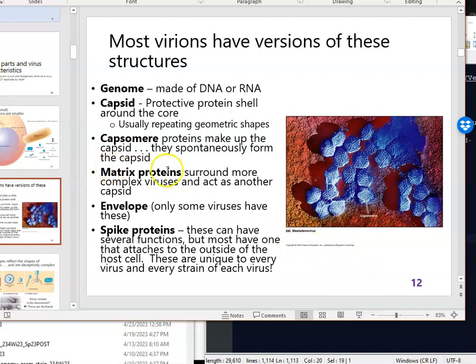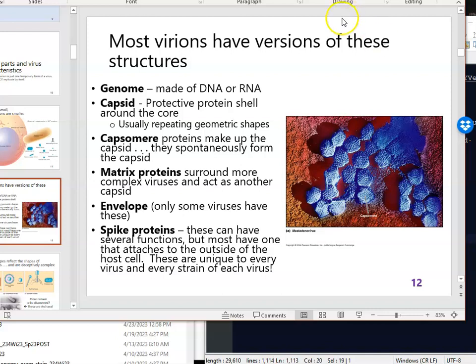Some virions have matrix proteins that form an external shell even farther out than the capsid, and some have envelopes. Roughly half of viruses have envelopes, very roughly. And then all virions have spike proteins of some sort, because the spike proteins are what attach to the future host cell. And they have to be very specific to attach to the right receptors on the surface of that host cell. And they have to do, well, basically that. So those are the parts of the virion, and it's a great idea to come back to this after looking at the replication cycle.